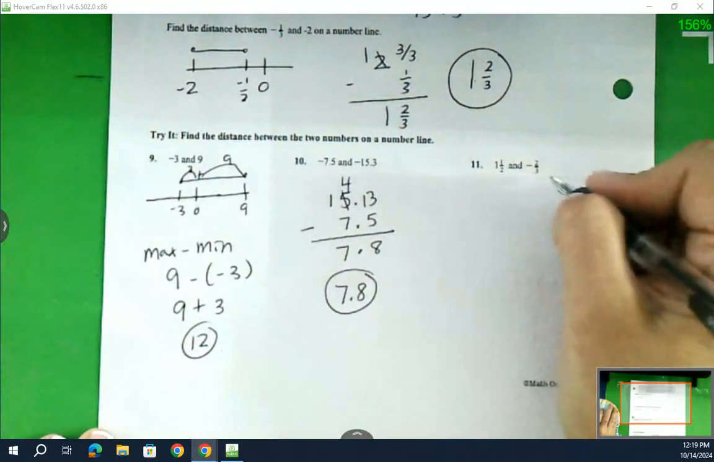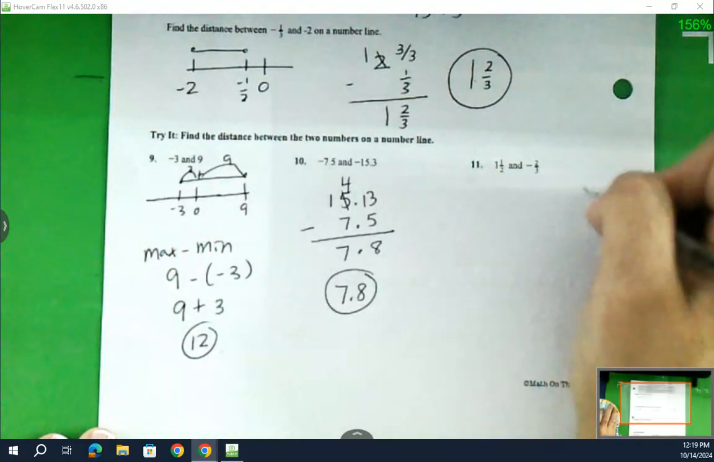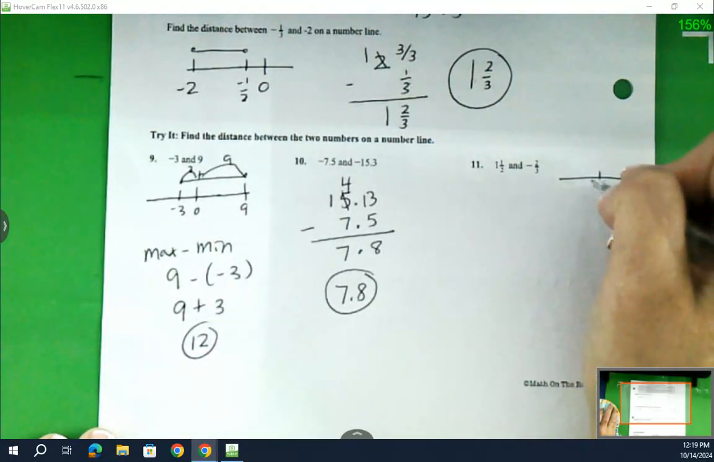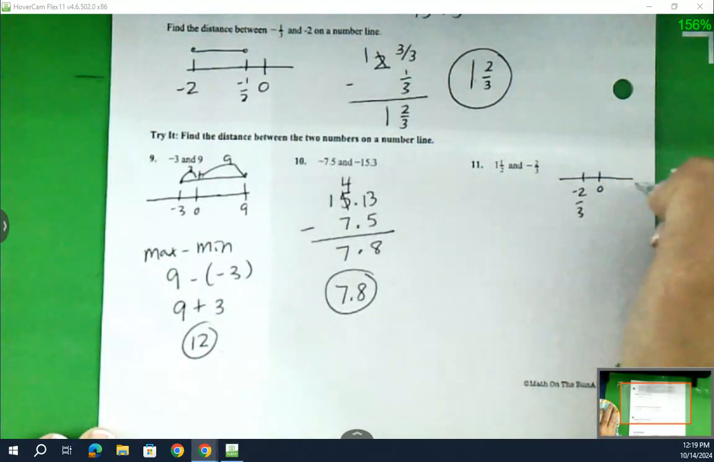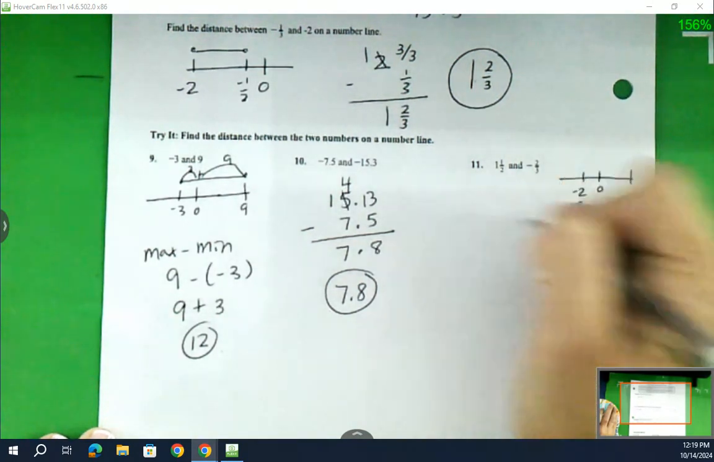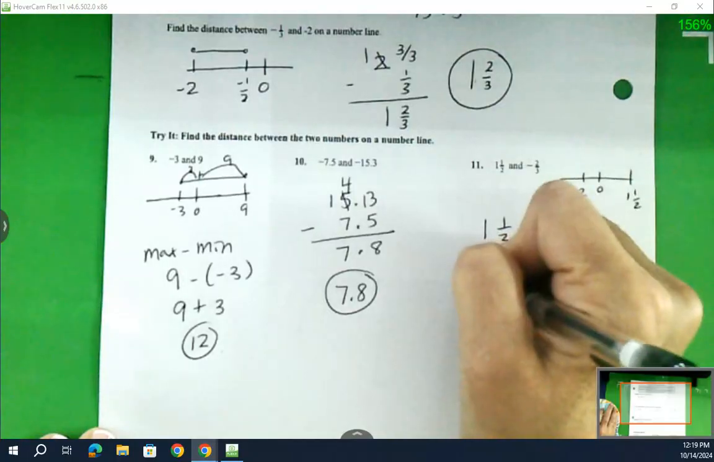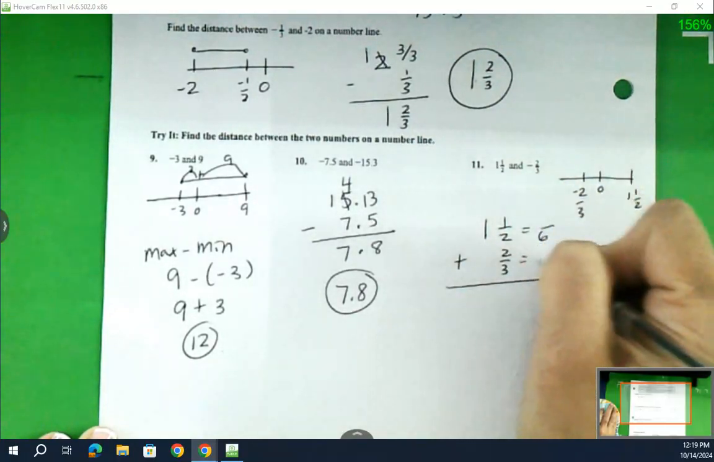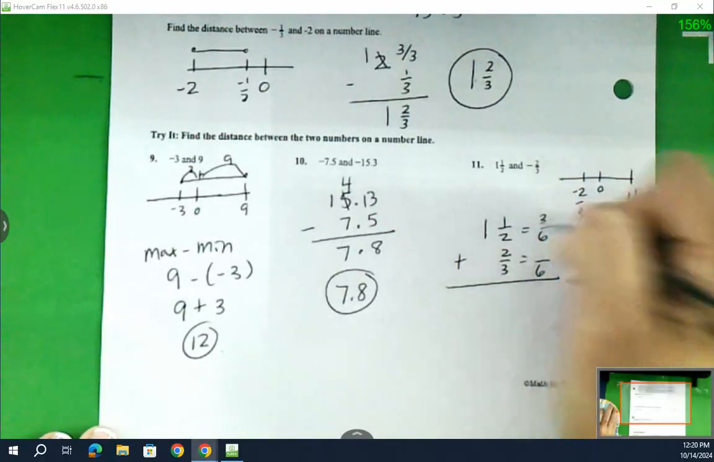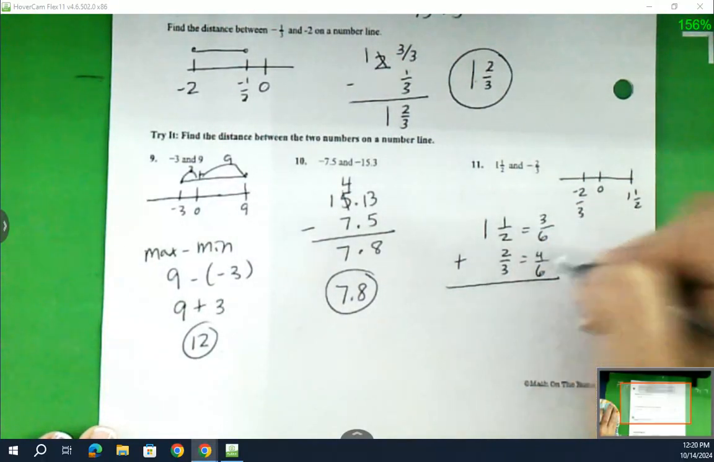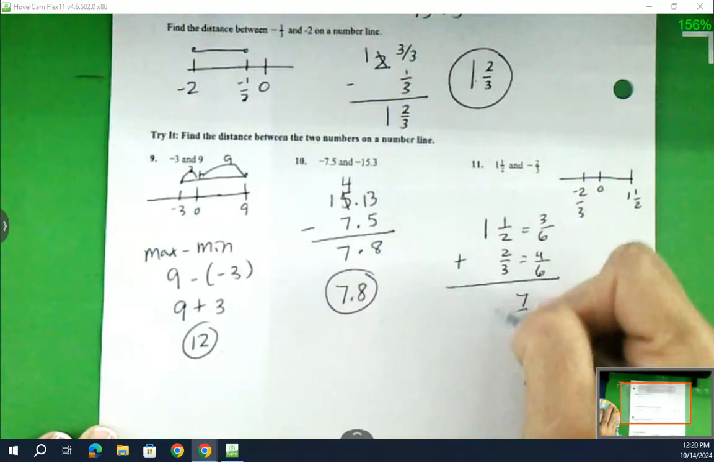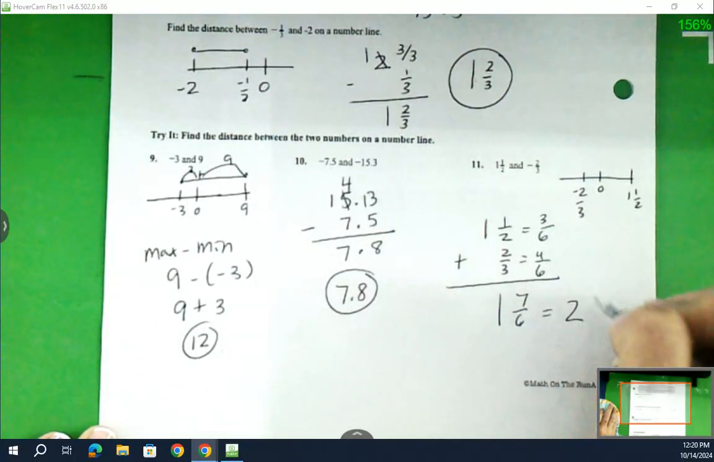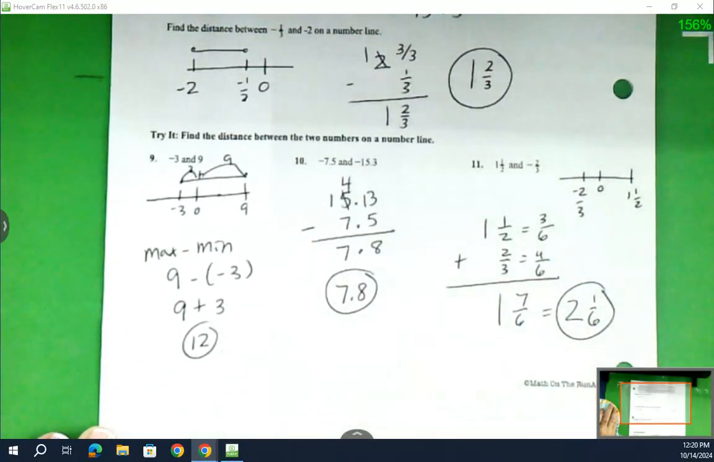And over here we have a positive number and a negative number, so we know that they're going to be on different sides of the number line here. Here's negative 2/3, here's 1 1/2. So I'm going to add their absolute value, 1 1/2 plus 2/3, getting our common denominator of 6. That's 3/6 plus 4/6 for 7/6 and 1 whole, and that simplifies to 2 1/6.